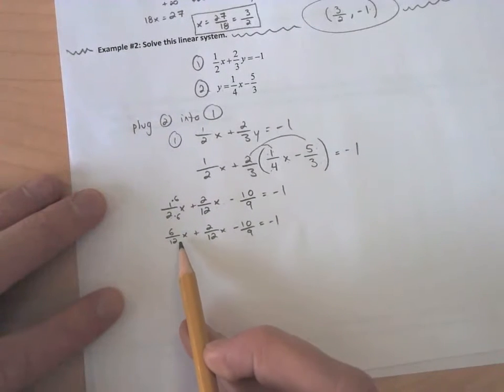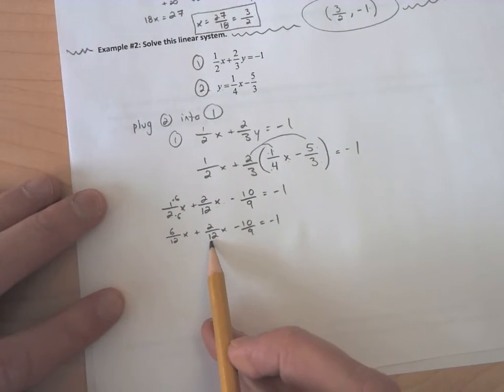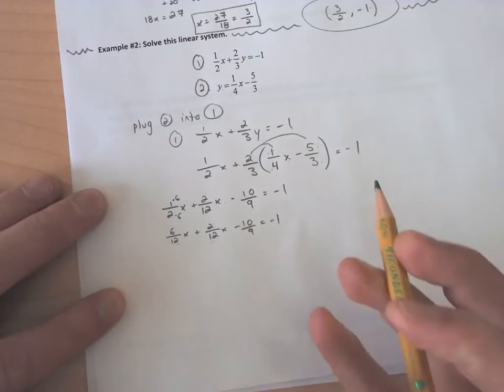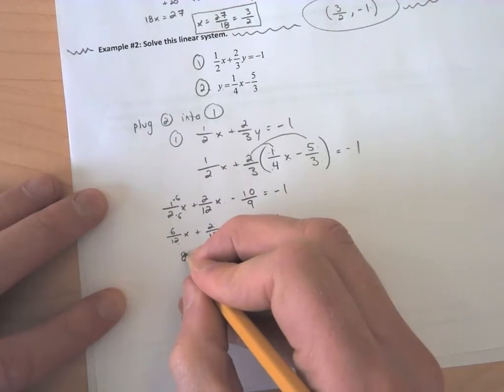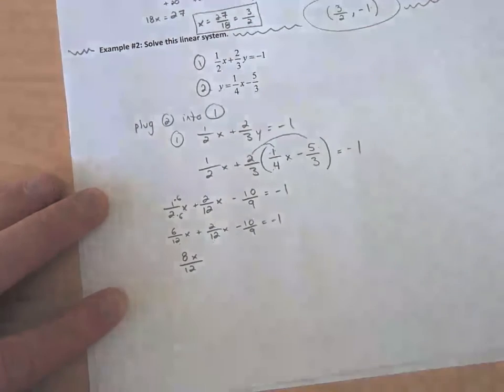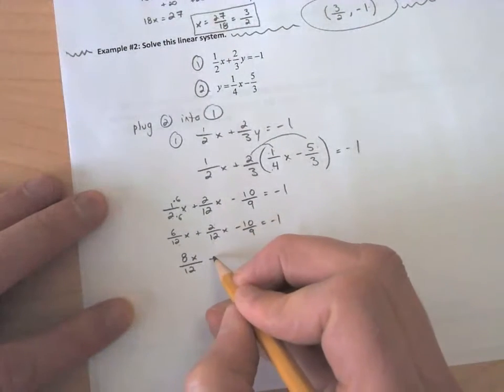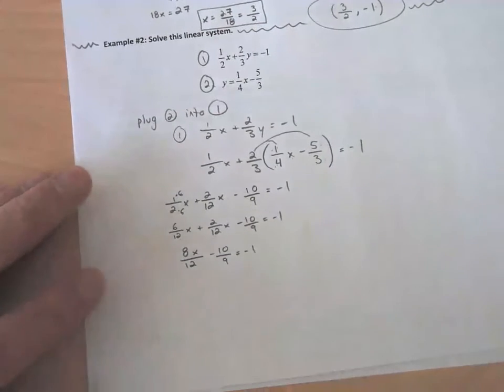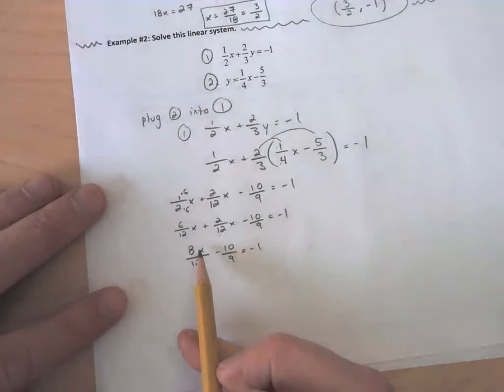Now I can combine both those x terms because the denominator is the same. When you have the denominator the same, all you do is add the top numbers and keep the bottom numbers the same. So we have now 8x over 12. And now we just copy everything else down. Negative 10 over 9 equals negative 1. And our goal is to solve for that x.